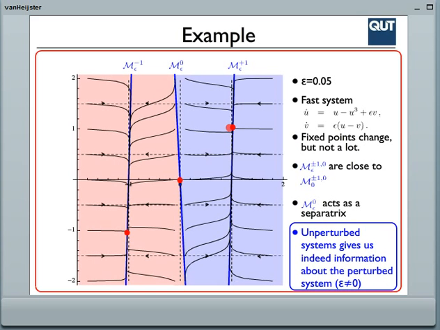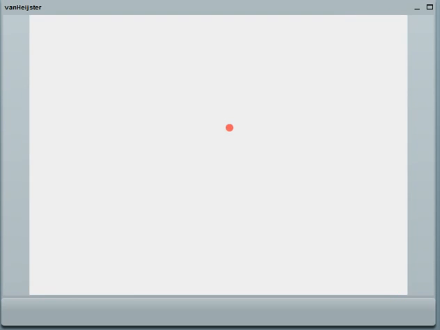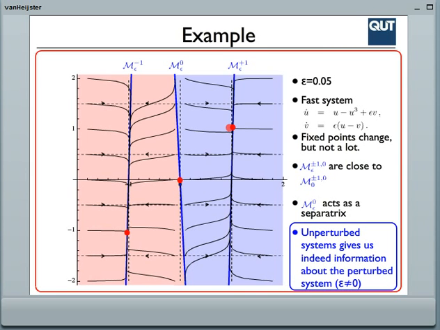Everything changes, but only a bit. Let's redo this. I hope you can see it. So, the red region. What I've taken is epsilon to be 0.05, so small.